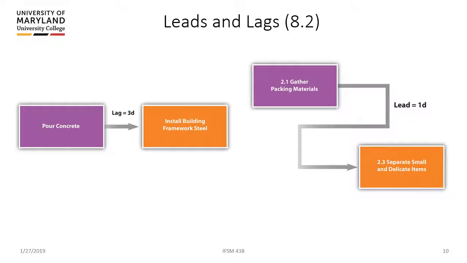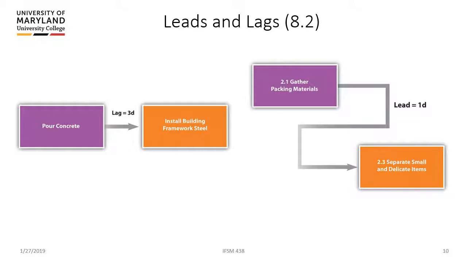You also have leads and lags because there is sometimes a period of time between the predecessor and the successor task. So let's take a look at the one on the left. In purple is the predecessor, pour concrete. And in orange is the successor, which is install your framework. Okay, you must let the concrete sit for 3 days before you can start installing your steel frame. You must let the concrete dry. That is a 3-day lag. There's no way around it. So that task is over, pouring concrete is done, but there's a 3-day lag before your successor task can begin.